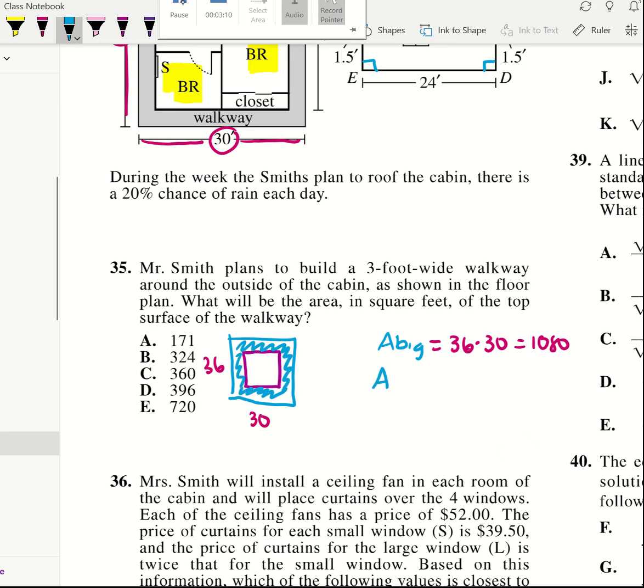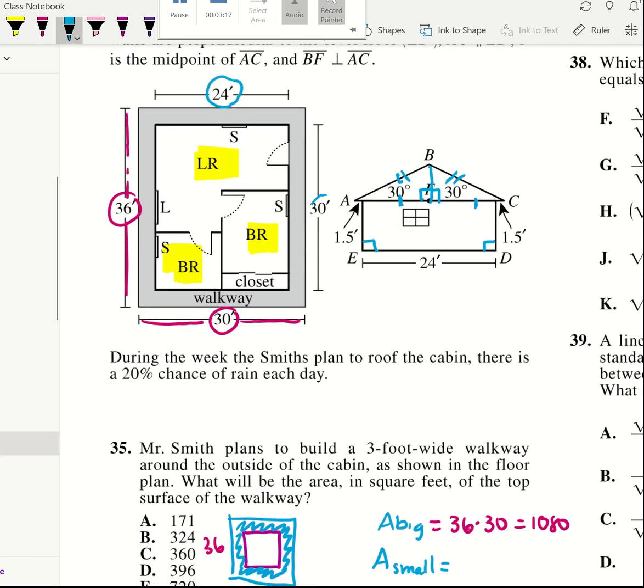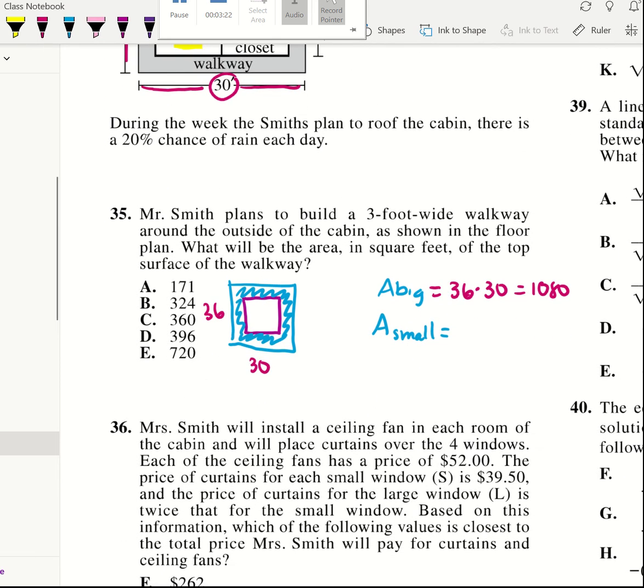So the area of the inner or the smaller rectangle, those have different dimensions here. And again, you can look up here to see. We're looking for those smaller dimensions of 24 feet by 30 feet. So that area ends up being 720. And what I'm going to do is remove the small rectangle from the big rectangle. That operation would be subtraction. We end up with a remaining area of 360 square feet, which is option C.